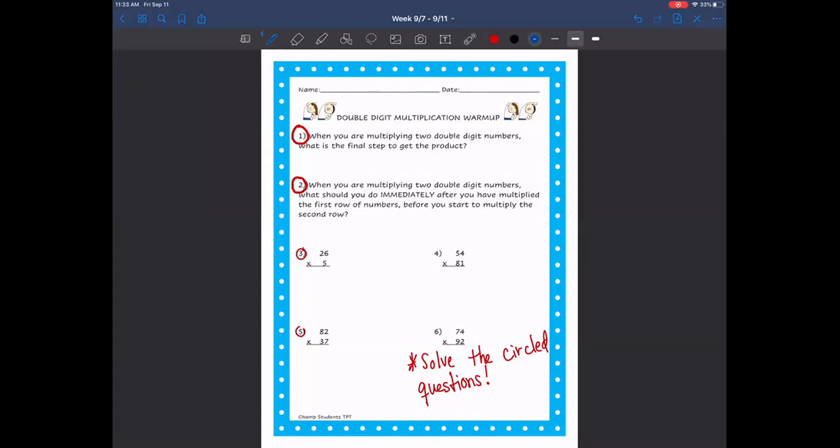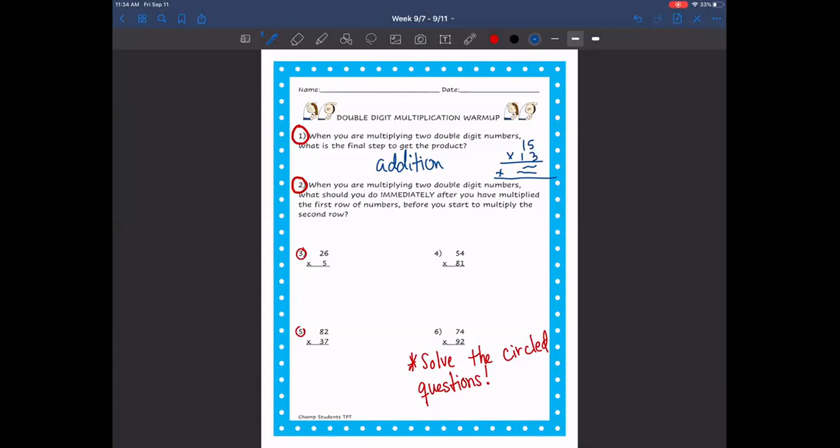So the first question says, when you are multiplying two double-digit numbers, what is the final step to get the product? Who can tell me? By adding. You add them. So the final step is addition, right? Because if I were to do, let's say, 15 times 13, I do my first step, second step, and then I have to add them all together. And that gives me my final answer, okay?